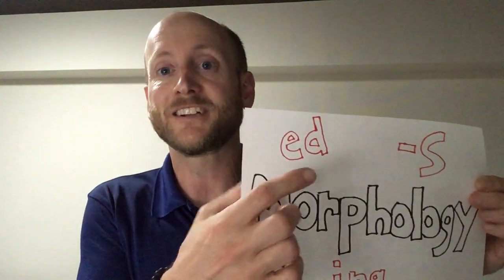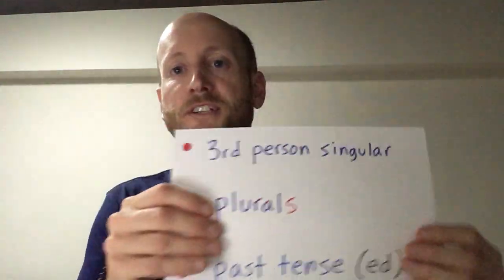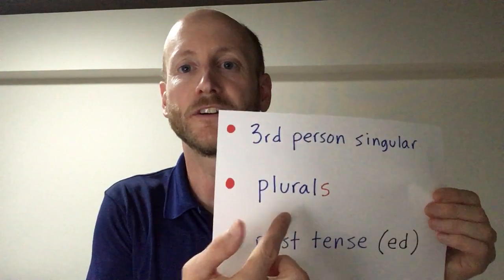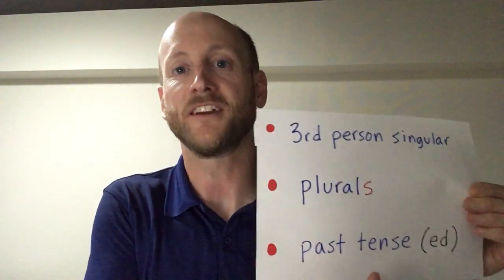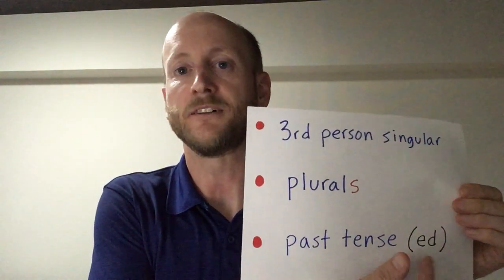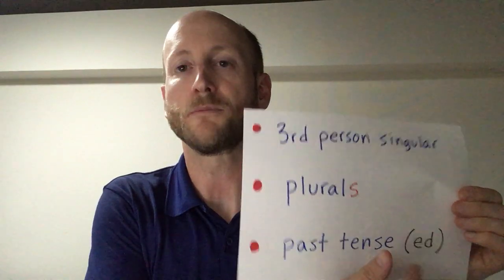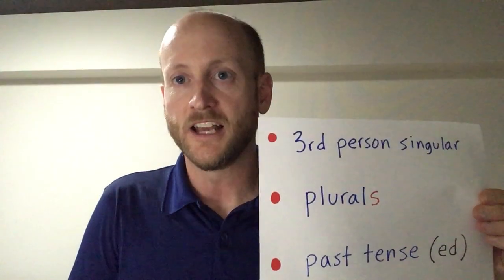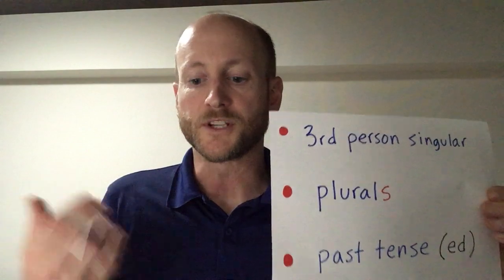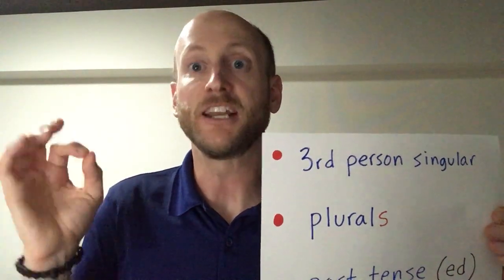I'm going to be looking specifically at third person singular acquisition, plurals, and past tense, specifically simple past in the -ed. Acquisition of those morphemes, specifically in native Chinese speakers, was most of the research I did.